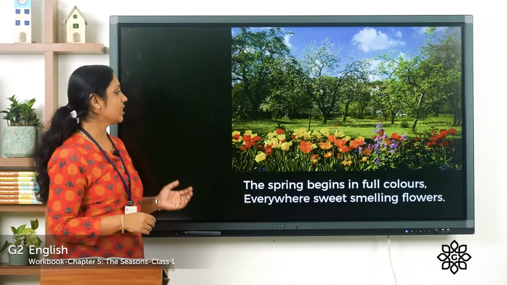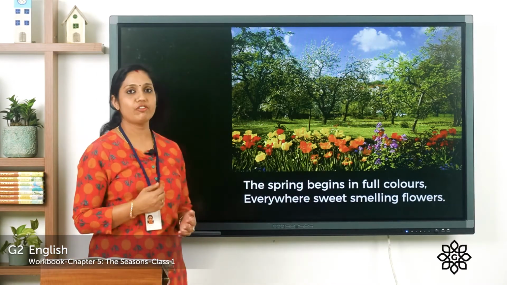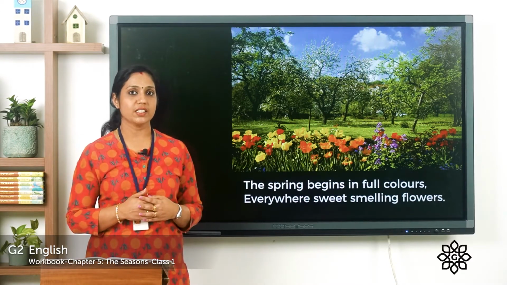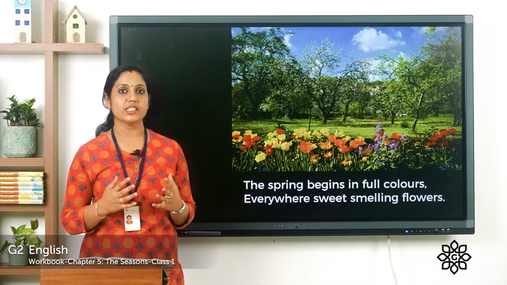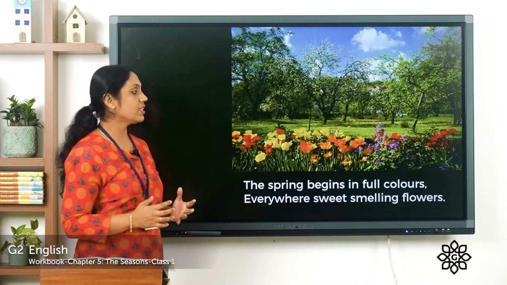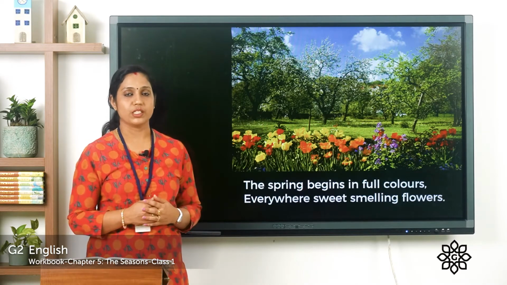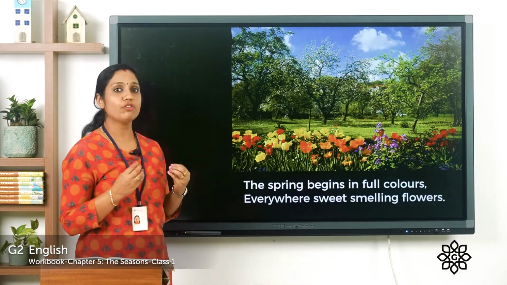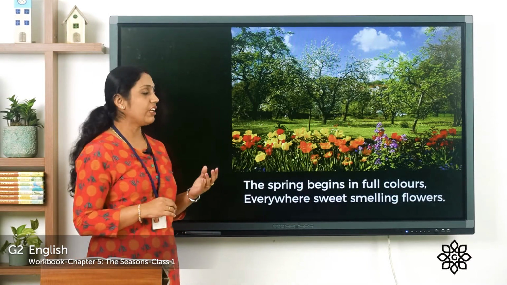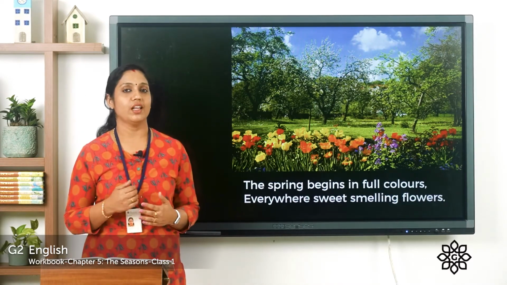It tells us, the spring begins in full colors, everywhere sweet smelling flowers. So this is a sentence about spring. How is the weather in spring season? It is neither hot nor cold. So it's a pleasant climate in the spring season. Usually we can see that in spring season many flowers blossom. So the spring begins in full colors. It's always colorful. Everywhere sweet smelling flowers, and we can see that in the spring season.